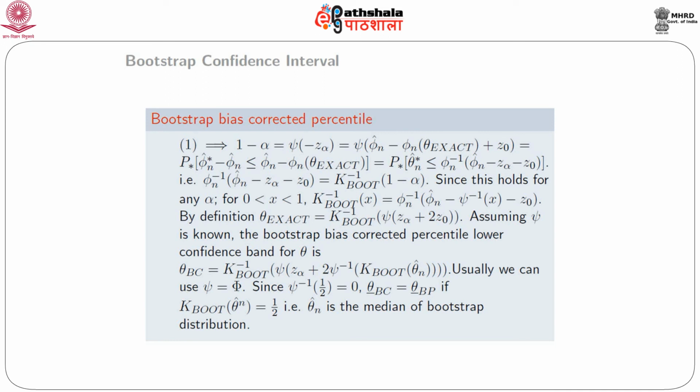So, if we use Φ, and since Φ inverse half is equal to 0, the bias corrected lower bound is equal to the lower bound of the bootstrap percentile if K_boot(θ_n hat) is approximately equal to half. That is, if θ_n hat is the median of the bootstrap distribution. Thus, the lower bound for the bias corrected bootstrap confidence interval, that is θ under bar BC, is a bias adjusted version of the bootstrap percentile.